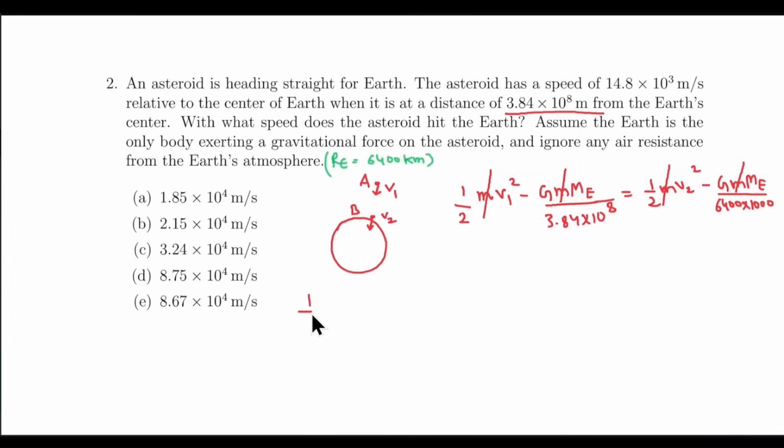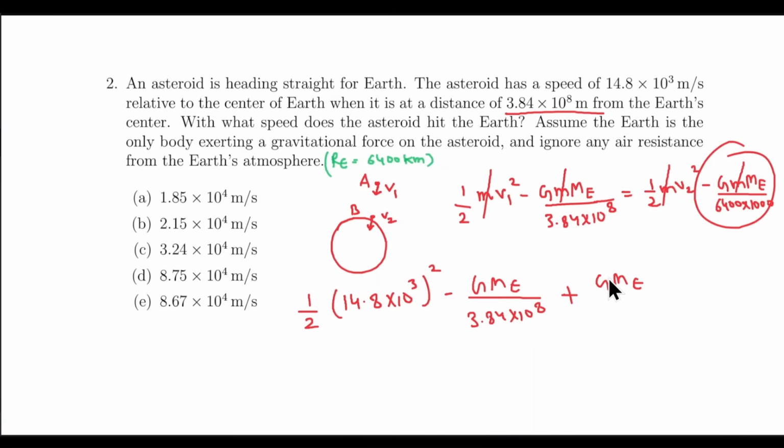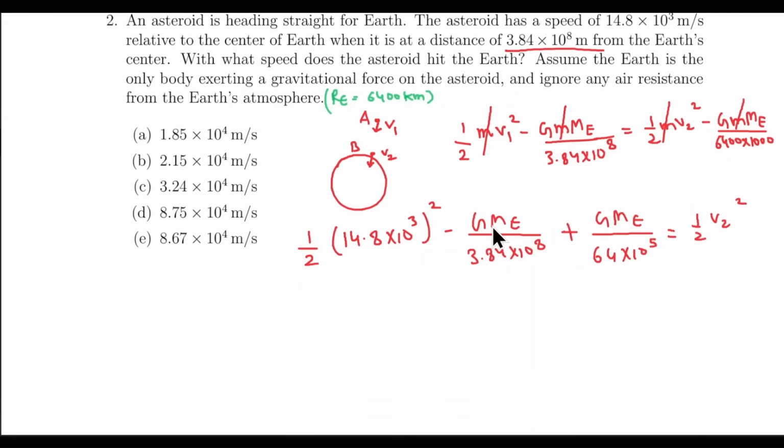Obviously, this is going to be a little gross, but we will use Desmos. I'll plug in all the numbers here so that you understand where will be what. So this is V1. Let's write it as it is, G M_E over 3.84 times 10 to the 8. Add that thing on both the sides. So adding this on both the sides will be G M_E over 64 times 10 to the 5 is equal to half V2 squared. Now this thing can obviously be taken as a factor, and we can multiply 2 on both the sides as well.